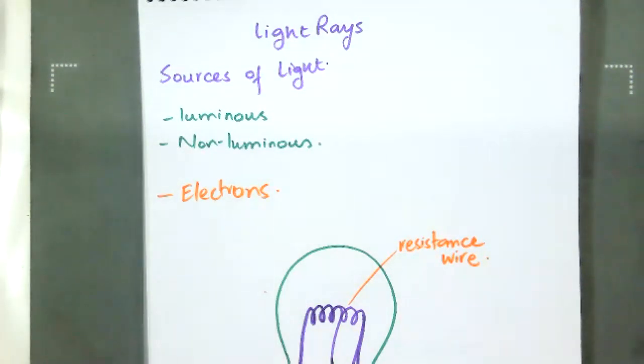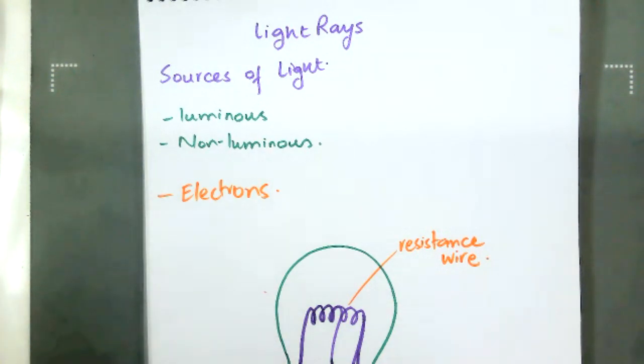Okay, so it's the visible part, right? The visible part with the 7 colors. So it does not require a medium. Transverse waves travel in straight lines, right? Yes, okay, now Sundus, move on. Sources of light.